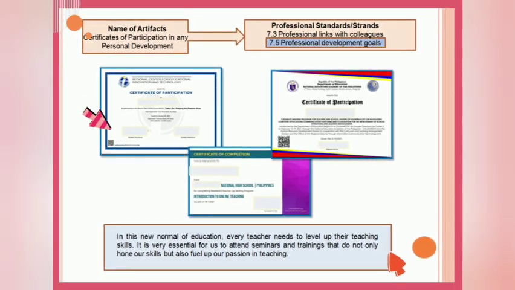So next artifacts are certificates of participation in any professional development. Okay, it should support 7.5, which is the professional development goals. This pertains to yung mga seminars, webinars, and trainings na inattendan natin. In our portfolio, we only included 3, but of course, there are a lot of seminars that we have attended. So it's up to you to choose kung anong mga certificates po doon ang i-include ninyo. Okay? So, ayun po, pwede nyo po yun i-narrate sa inyong annotation.